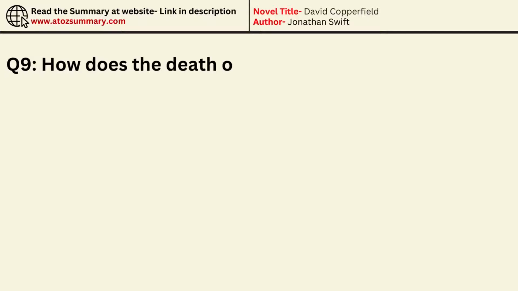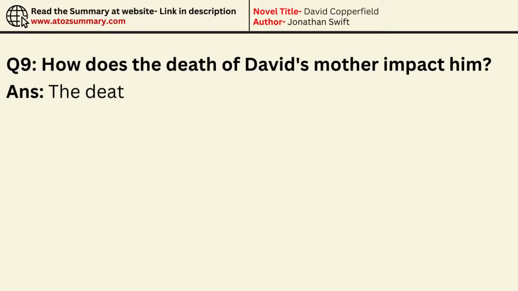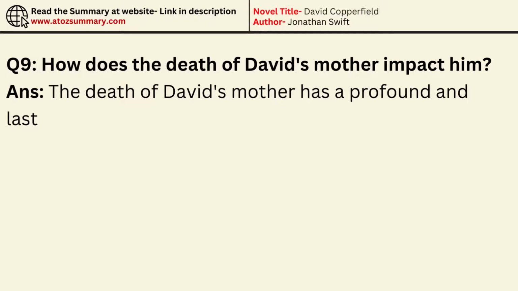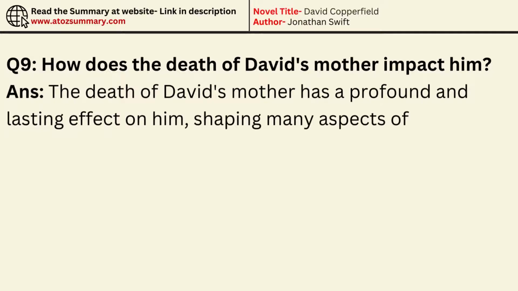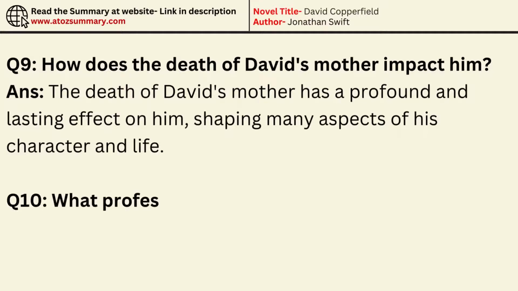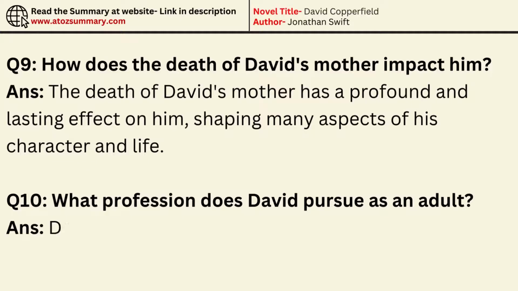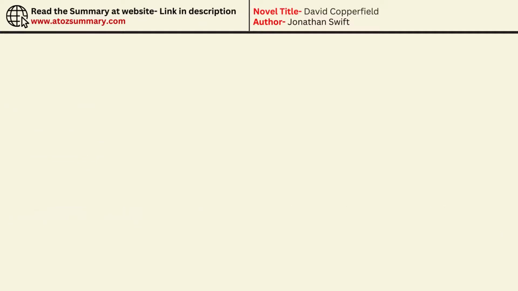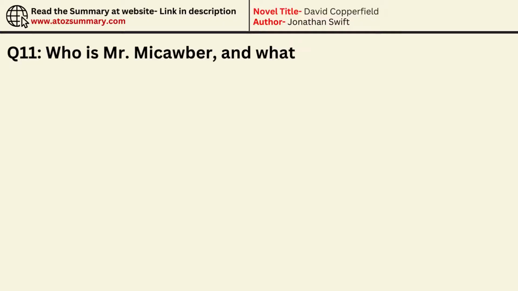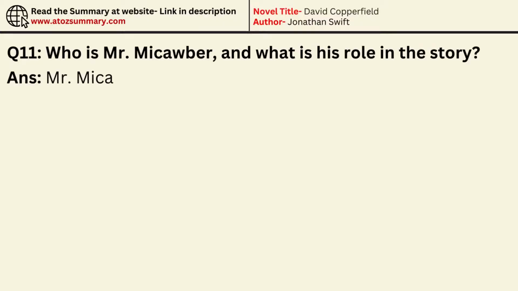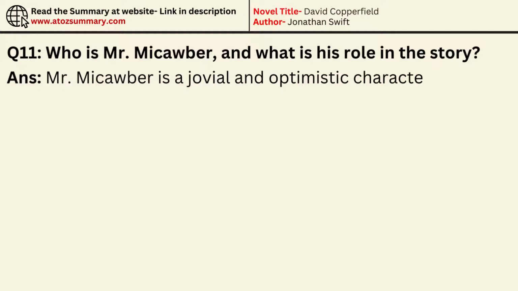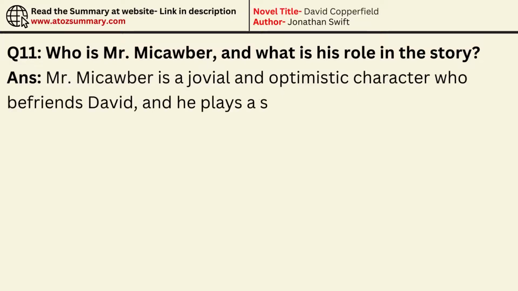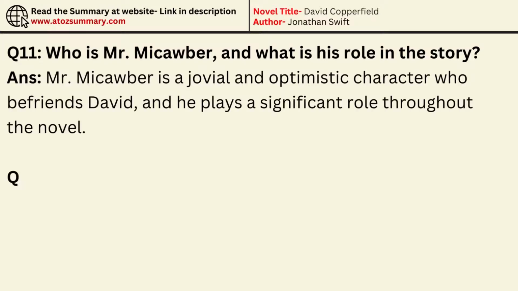How does the death of David's mother impact him? The death of David's mother has a profound and lasting effect on him, shaping many aspects of his character and life. What profession does David pursue as an adult? David becomes a successful and well-known author. Who is Mr. Micawber, and what is his role in the story? Mr. Micawber is a jovial and optimistic character who befriends David, and he plays a significant role throughout the novel.